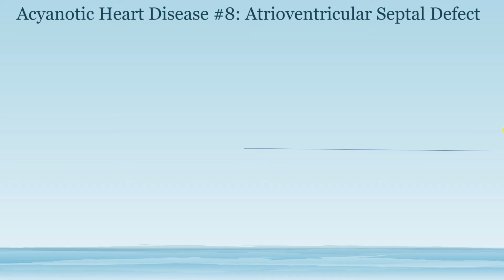And now for our final slide, or set of slides, on acyanotic heart disease. So we have an atrioventricular septal defect. You notice that we're talking about an atrioventricular septum. That's a septum that divides the atria from the ventricles, and there's a defect in it. So we'll talk about what's going on here.